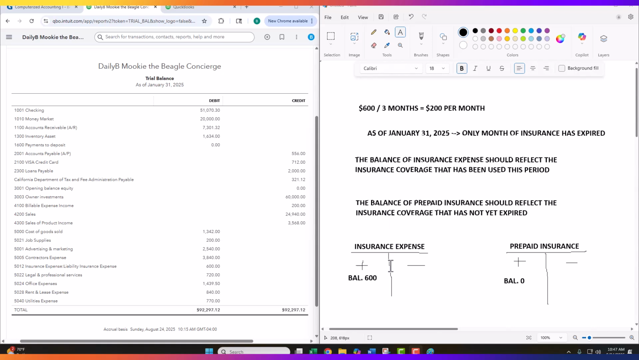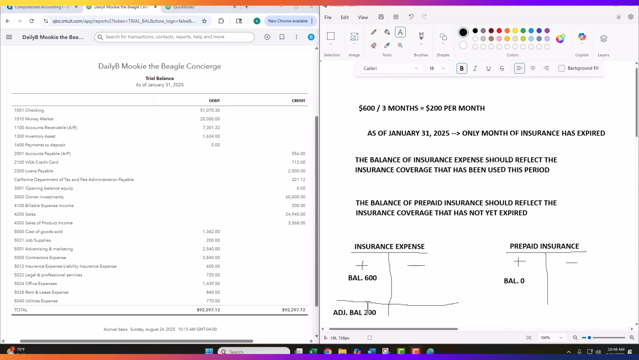All right, so I've created T accounts for both the insurance expense as well as the prepaid insurance. The prepaid insurance on our unadjusted trial balance isn't listed, so it has a balance of 0, whereas the insurance expense, 5,012, has a $600 debit balance. So we just determined that the insurance expense account is too high. It should only reflect the insurance coverage that has been used this period. And we just said that 1 month's worth of insurance has been used and that was worth $200. So the balance of this account is overstated. It should be $200. So I'm going to reflect this in the T account now.